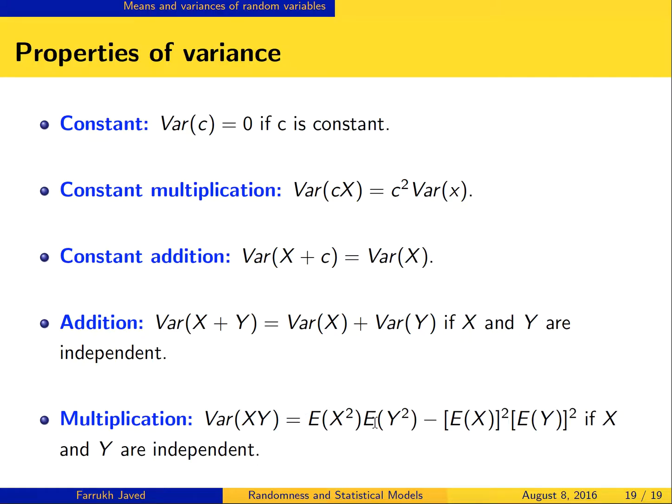And for multiplication, it's a bit more complicated formula. If you need, you can remember that. But this formula also holds if x and y are independent. So in this lecture, we talked about some mathematical notations about randomness, discrete and continuous random phenomena, and some mathematical expressions about mean and variances.